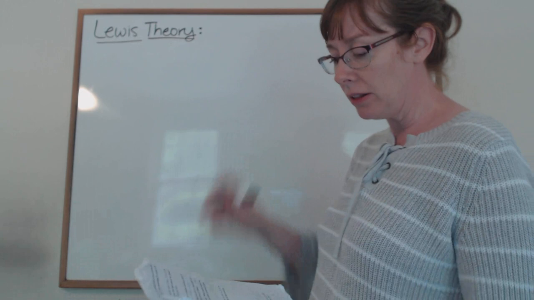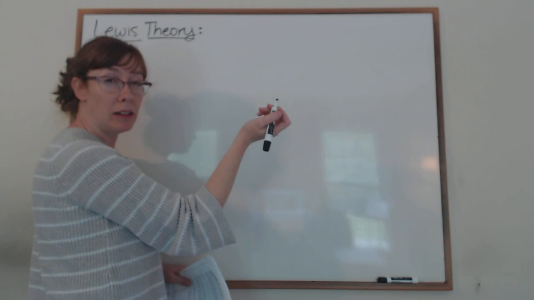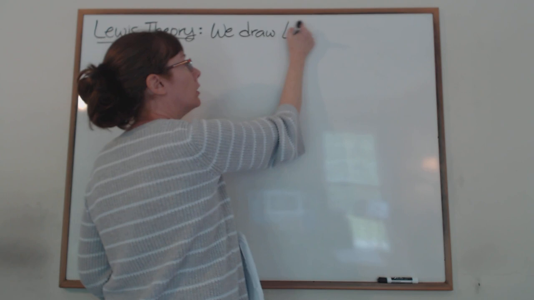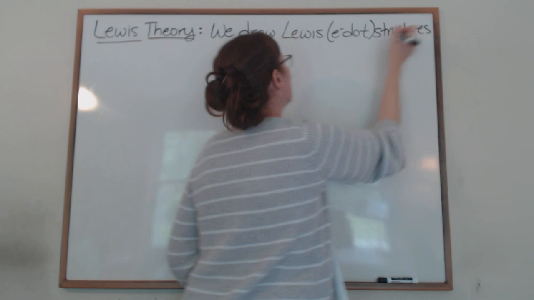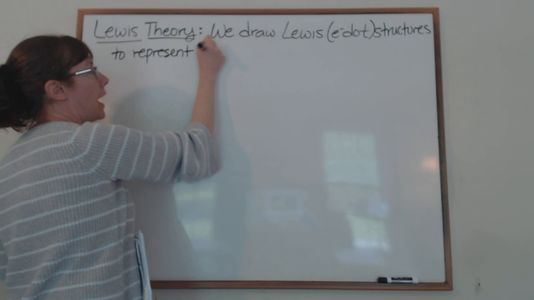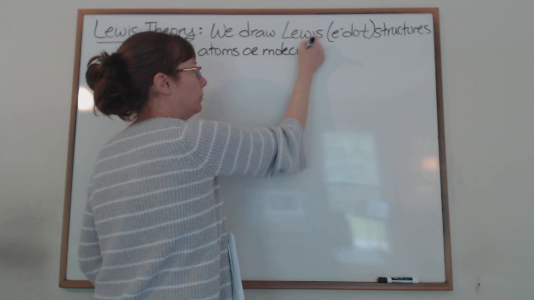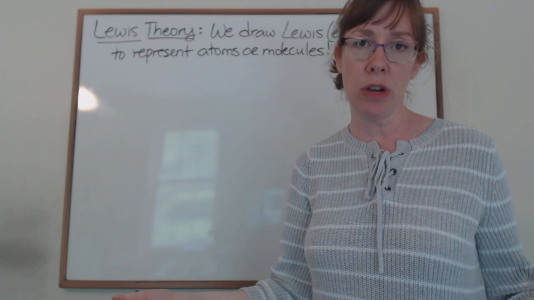Okay, Lewis theory. So in Lewis theory, essentially what you're doing to apply Lewis theory is we draw what are called Lewis structures. Sometimes they'll add the words electron dot, but sometimes they just say Lewis structures, to represent atoms or molecules. So when you're using Lewis theory, essentially what you're doing is drawing Lewis structures for atoms or molecules. So let's talk about what is a Lewis structure.